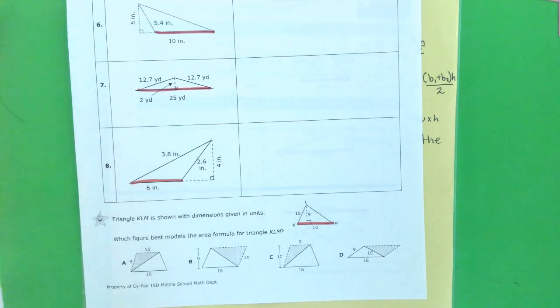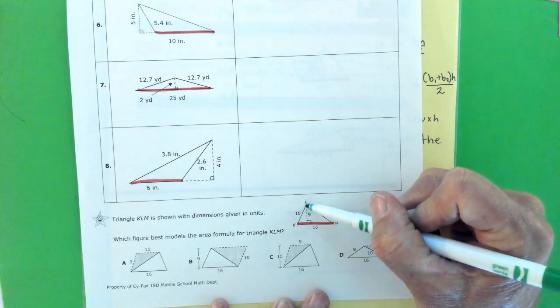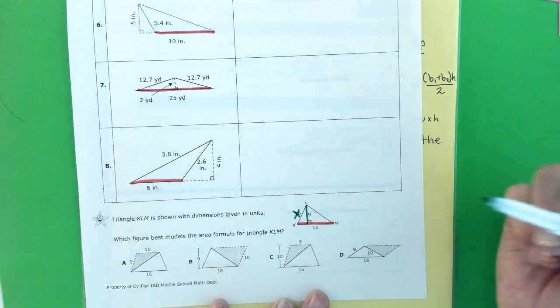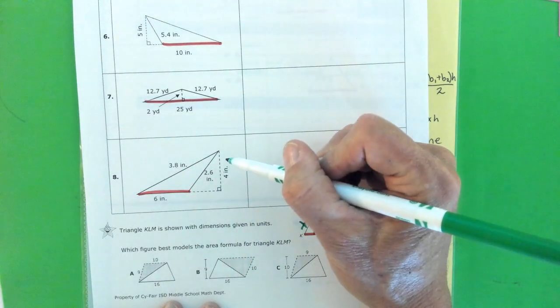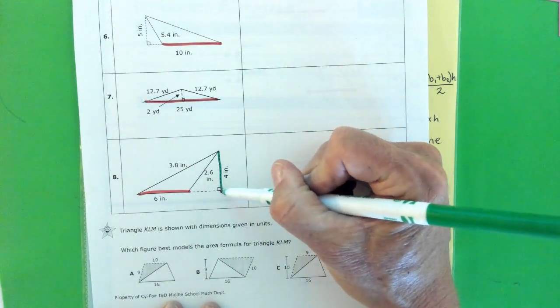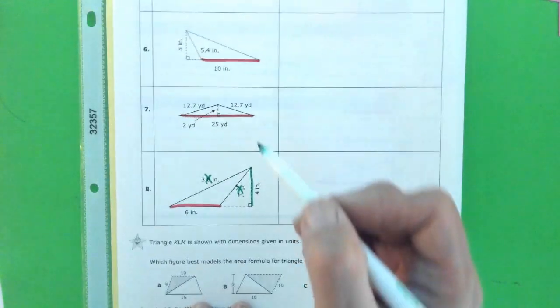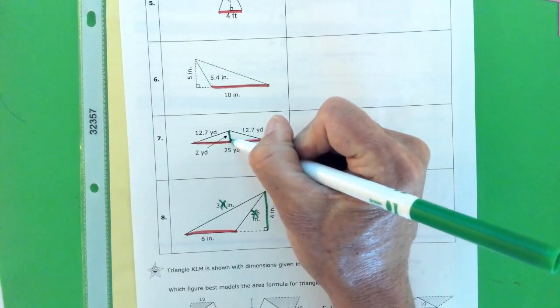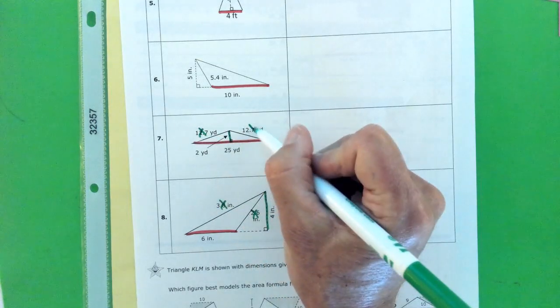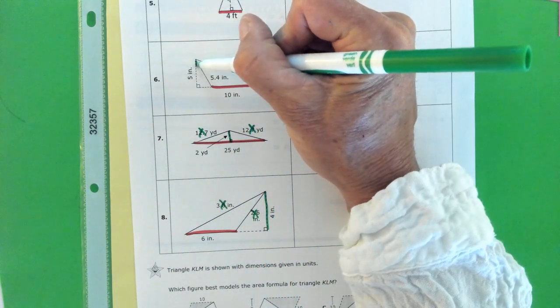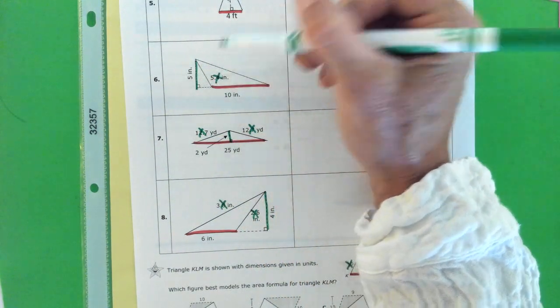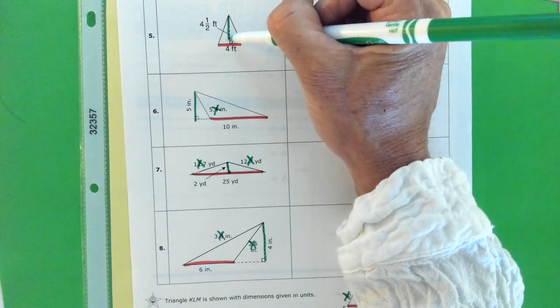Okay, let's get our greens and look for the 90-degree angle. Here it is. The height is 9. 10 is a distractor. The height over here is 4. See the 90-degree angle? The other numbers are distractors. The height on number 7 is 2. These are distractors. And the height is 5. Distractor. The height here is 4.5.